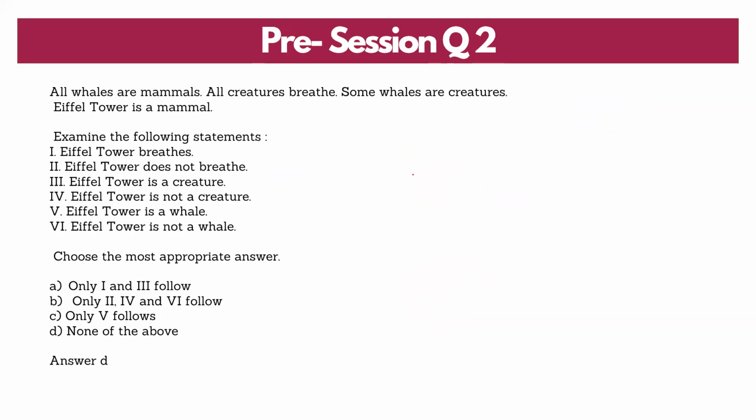Next, same question. All whales are mammals. This was given in AILET. The same question, only the last part changes. Let us see. All whales are mammals. All creatures breathe. Some whales are creatures. So this is some whales are creatures. Eiffel Tower is mammal. So I will draw Eiffel Tower in a way that it does not intersect anything.